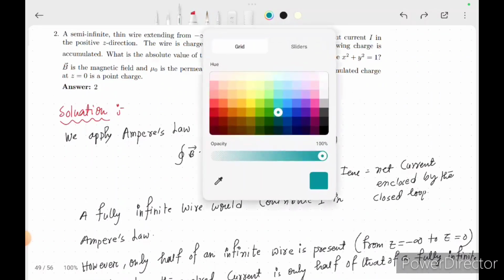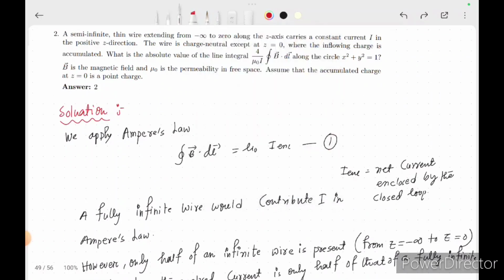Okay, what is the question? The question is a semi-infinite wire, and that's very important: semi-infinite. The semi-infinite thin wire extends from minus infinity to 0 along the z axis and carries a constant current I in the positive z direction. The wire is charge neutral except at z equals 0.